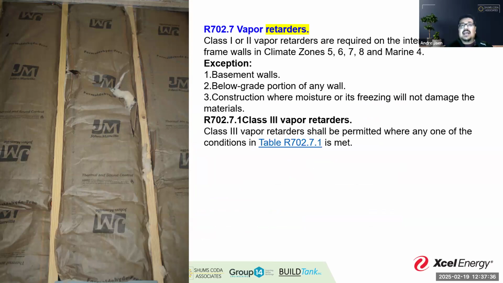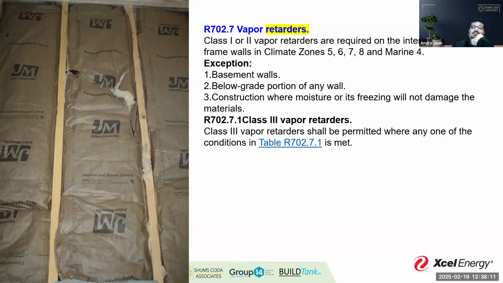So here we get some of that guidance here, right, for vapor retarders. And we can see class 1 and class 2 vapor retarders are required for certain climate zones, with exceptions. And we talk about basement walls. Why would that be? Well, because basements are notoriously more humid. We know that concrete wicks moisture in, right? The below grade portion of any wall, again, we're contributing to that conversation about where's grade, where's humidity, where's our dew point, right? Where are the things happening that are really going to matter for us? And where moisture freezing will not damage the materials. So that can be certain materials that we don't have to worry about because they're impervious, right?